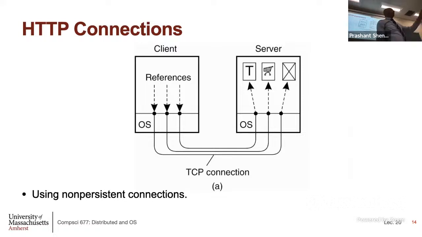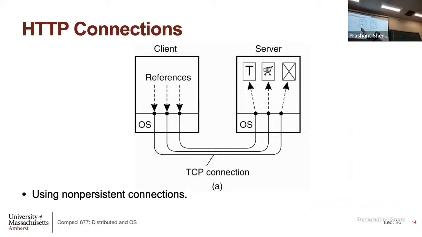Let's assume that the client first makes a request and gets an HTML file. Okay? The HTML file has a set of images embedded in it. It has to then get each of these images from the server. Okay? So the browser can then make a separate HTTP request for each of the embedded images and retrieve them. Okay? And that is what is shown here.